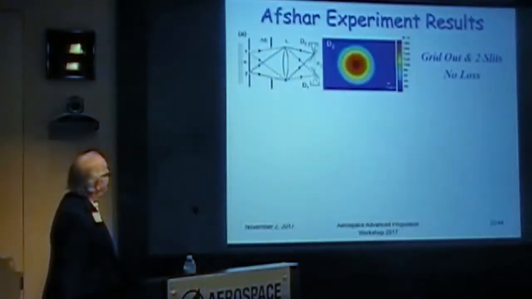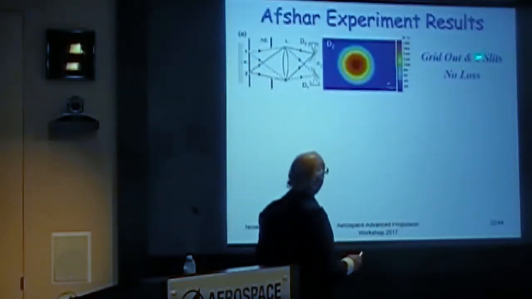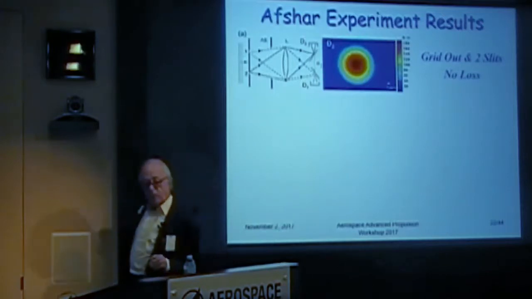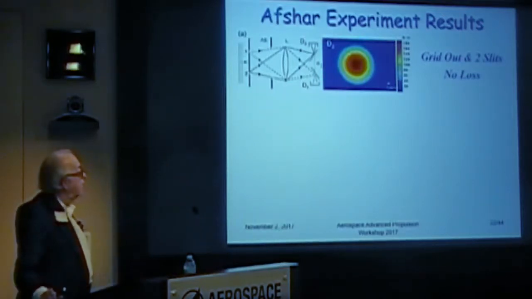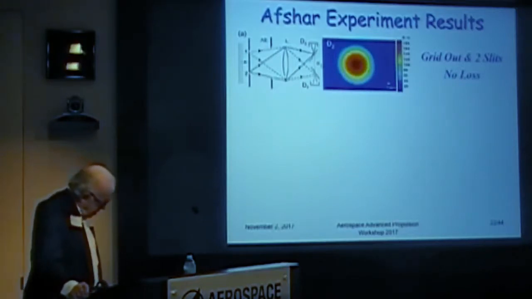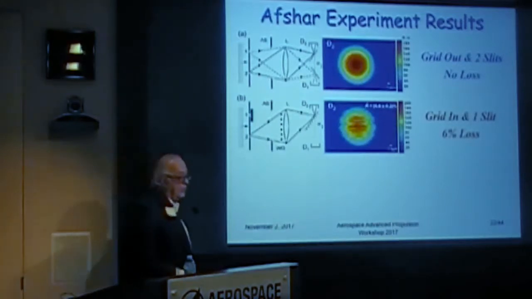Okay, here's the experimental results. This is what you see with no grid and the light going through both slits. You see this sort of baseline image that looks like that. By the way, this work was done by Shahar Afshar while he was a visiting scientist at Harvard, and he had a lot of trouble getting it published because a lot of people didn't like the results of his experiments.